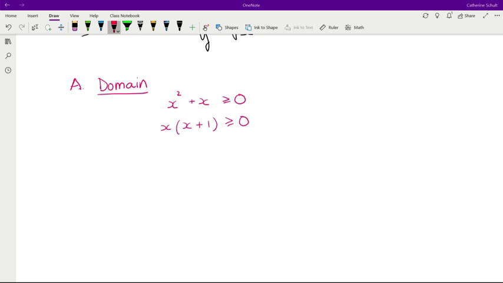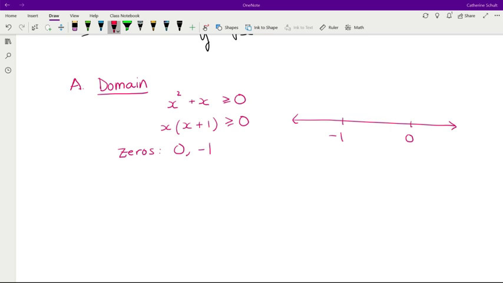Okay, once we factor it, this tells us where the zeros are. So the zeros of this inequality are x equals 0 and x equals -1. Those two numbers will make that inequality 0. So using -1 and 0, we have to figure out where x squared plus x is above the line.